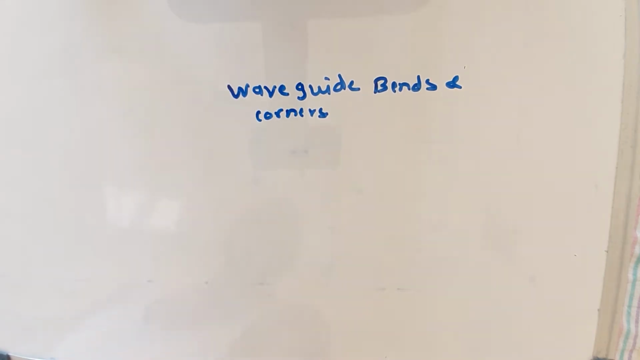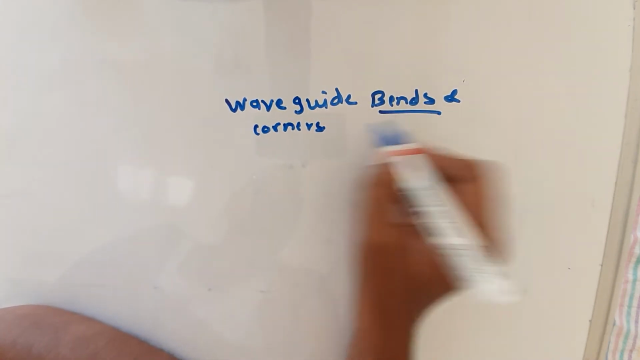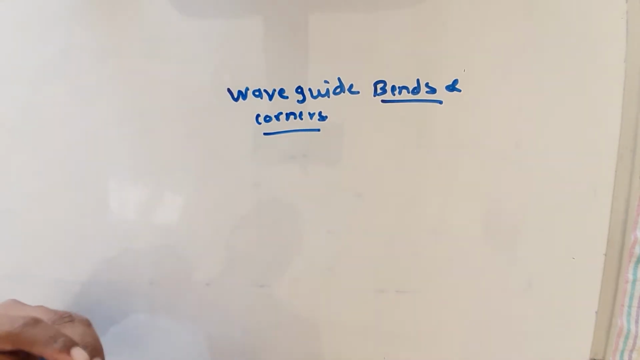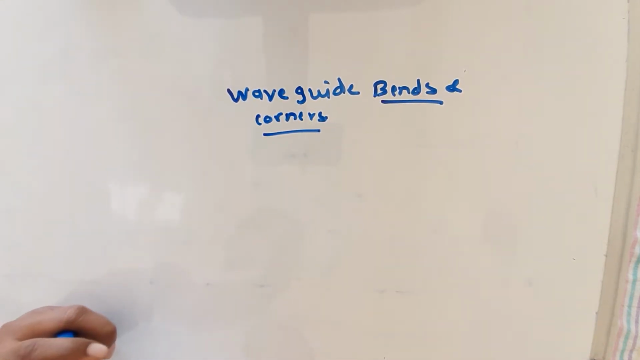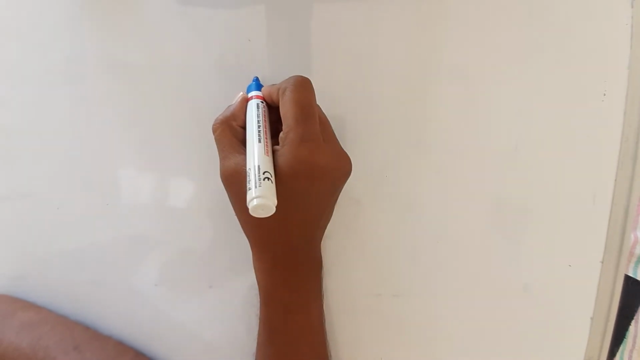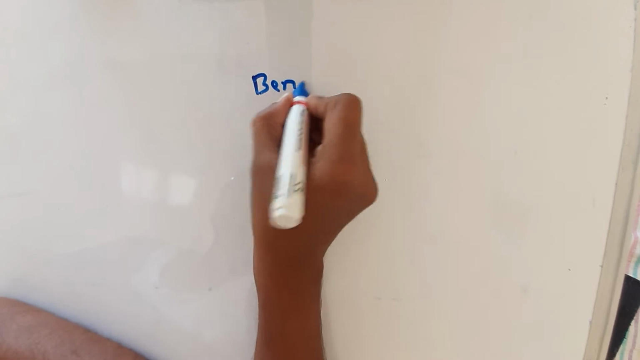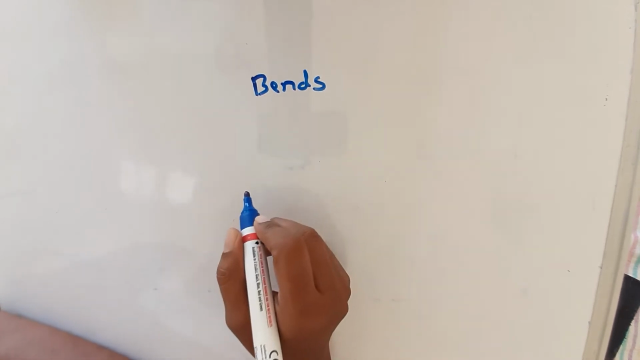So flanges are basically used for the mechanical joints of waveguides. Now the next accessory is what? That should be waveguide bends and corners. Today firstly we will start with the bends and then we will go to the corners. All these accessories are used in the joining of waveguides. So first we will study waveguide bends.